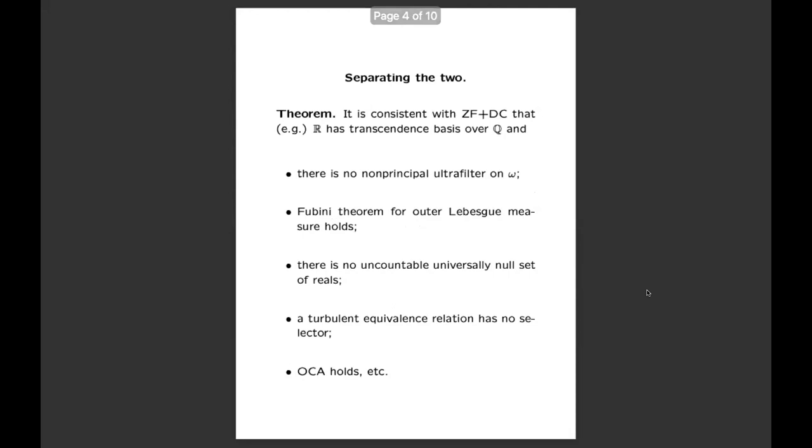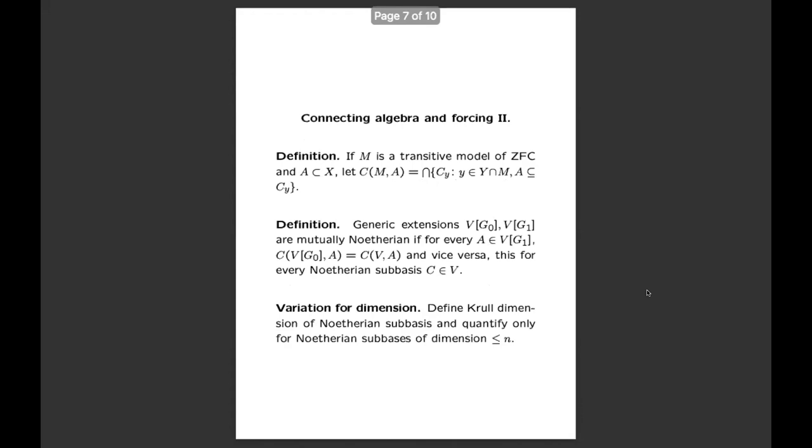So these are some of the things that I was able to show. For example, in the noetherian balanced extensions there are non-measurable sets of reals. That's true, but still a Fubini theorem of some type holds; I would have to specify precisely what. Also OCA holds. There are no uncountable universally null sets of reals in it. There are no ultrafilters. And this list can be extended, not indefinitely, but for a long time. But anyway, I think my time is over, and this is all I wanted to say.